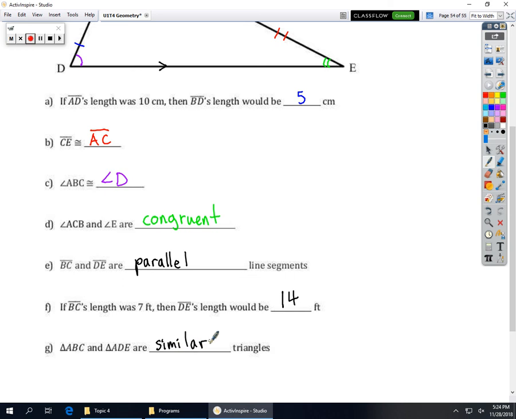They're similar triangles. Just know they're not congruent. We call those similar. Did I spell that right? Similar. All right, so we're good here. Last page.